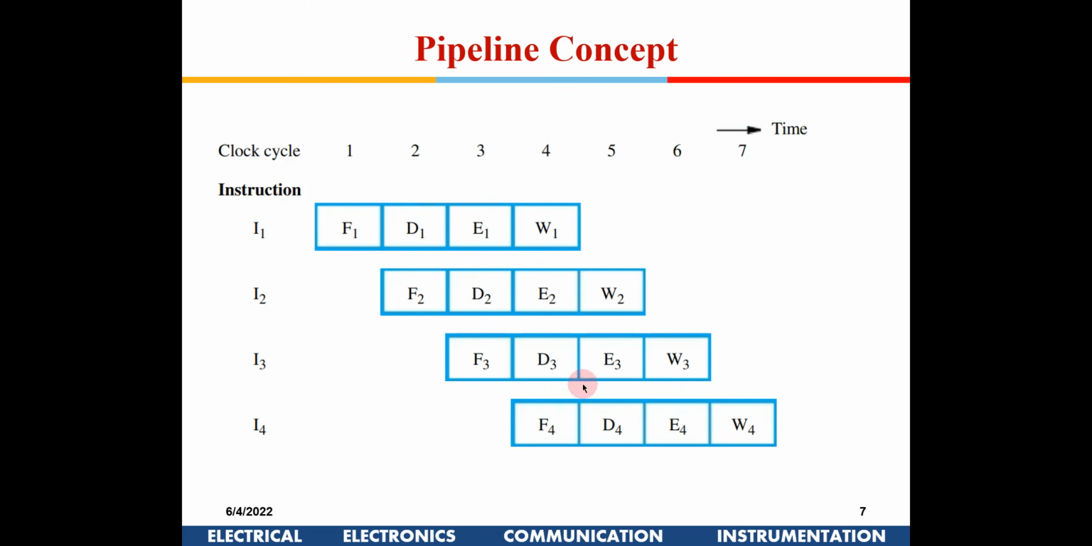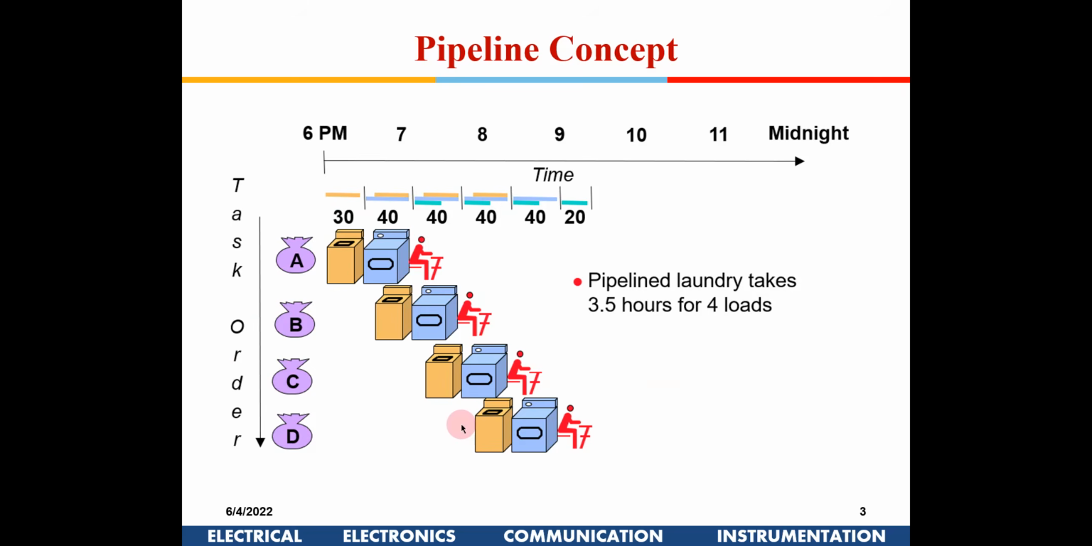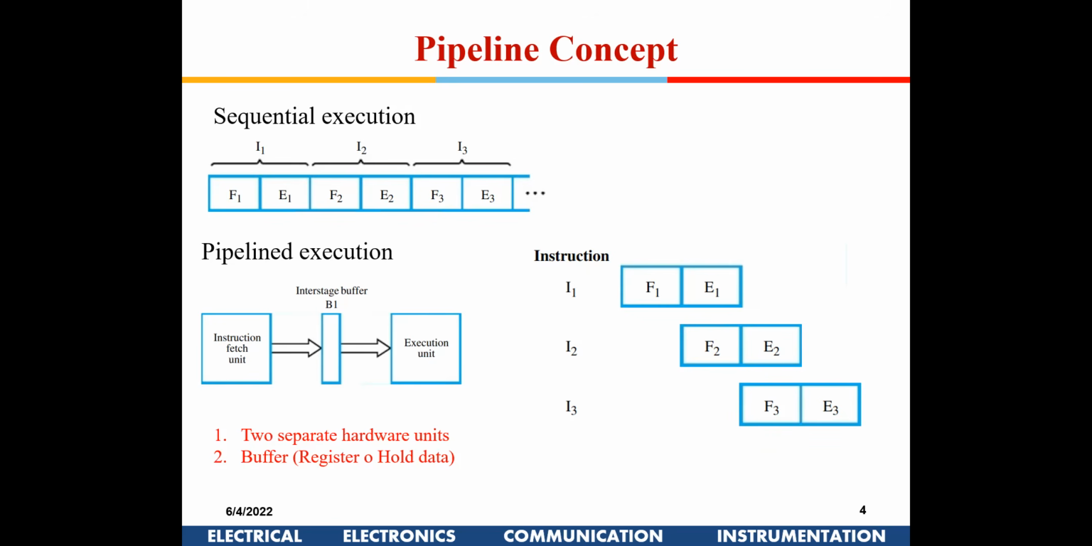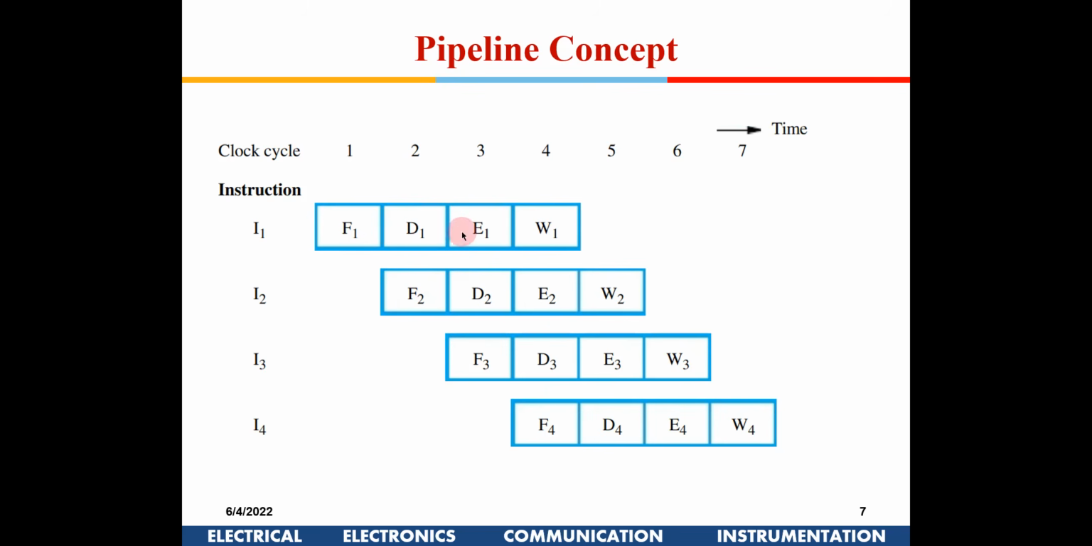For this to happen, let me reiterate, these are the two things. The hardware needs to be separate, right? Only then can the fetch part and the execute part work, the hardware needs to be separate, and there has to be a buffer in between. If those two conditions are met, then we can implement it like this, which is known as the pipelining concept.